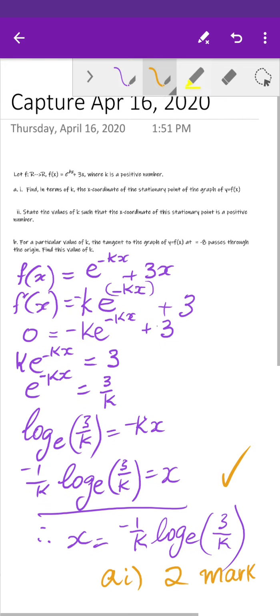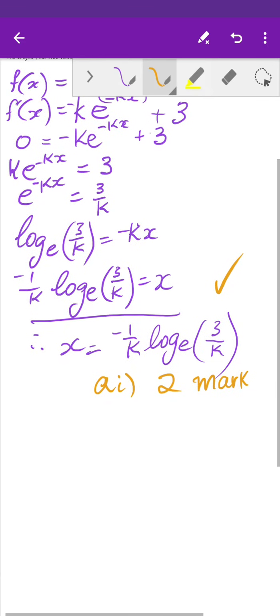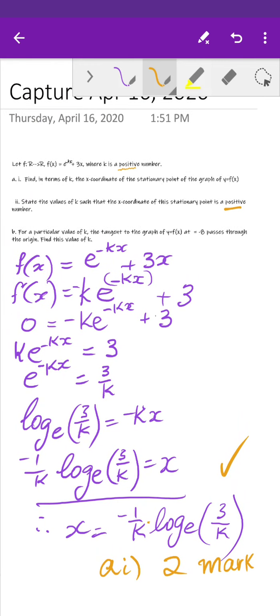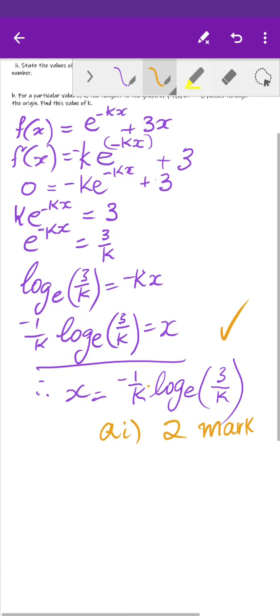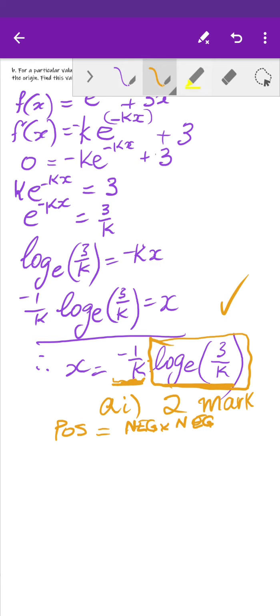Alright, so let's now look at part 2. State the values of k such that this x-coordinate is a positive number. Now, let's just look at our x-coordinate. If you recall, k is a positive number, so this fraction here, negative 1 over k, is a negative, and we want x to be positive. We need a negative value for the log. This needs to be negative as well. If that's negative, then we will have a positive number.